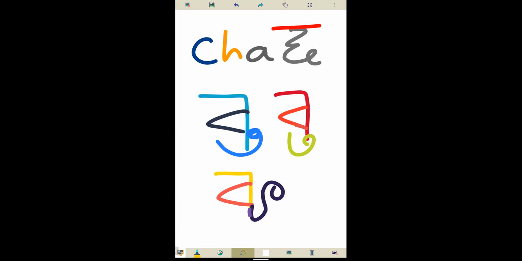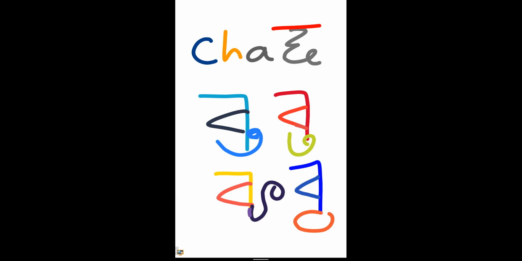And also another variety of cha. At the end, you have a stroke, you have a circle like this. See, the vertical line continues. This is also cha. Okay, please note down all the variants.